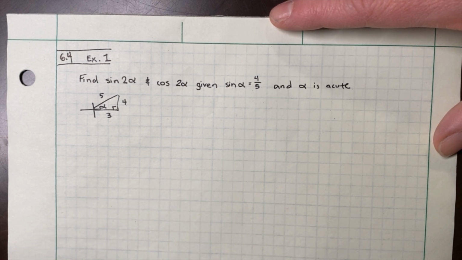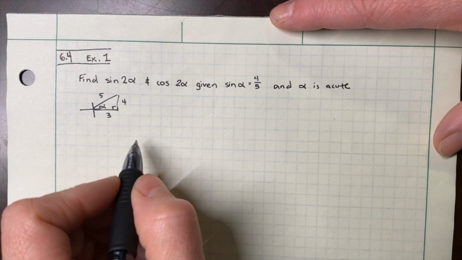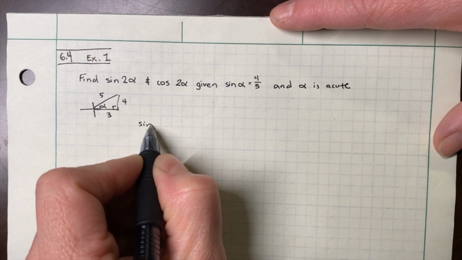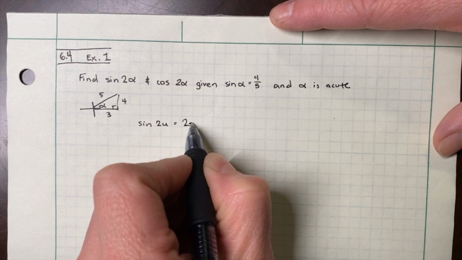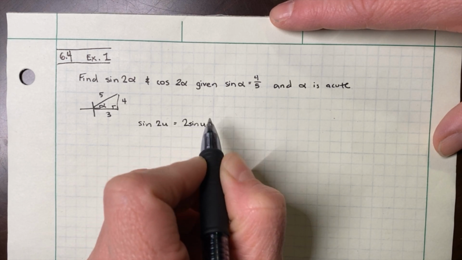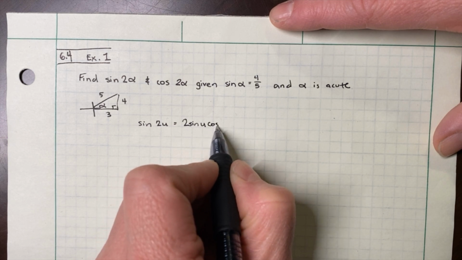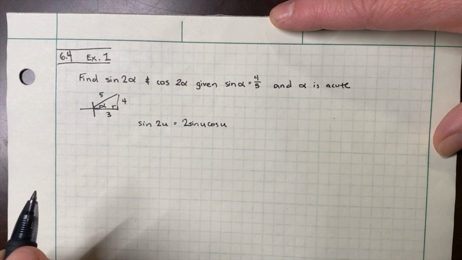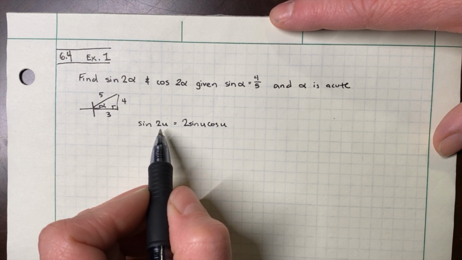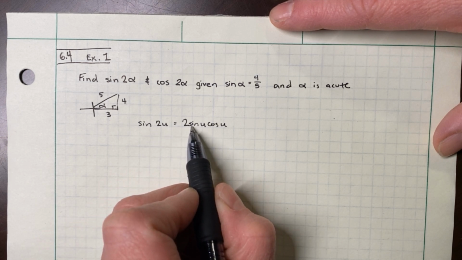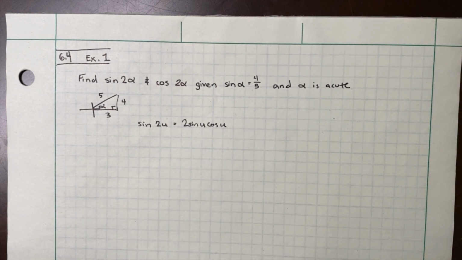Next step. Let's apply the double angle formula as such. This is straight from the sine double angle formula. And my next step is I'm going to substitute in what the sine of u is and what the cosine of u is.